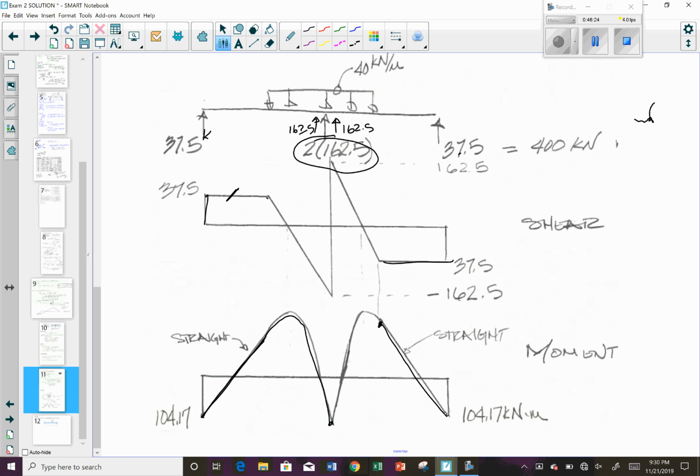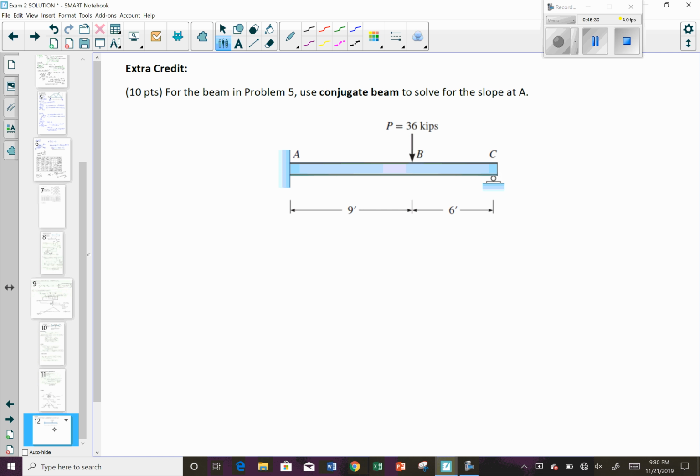A lot of people had it kind of offset. I think I just took a point or two off for that. I don't recall. But you should have at the very least recognized that there's a moment here, that this is not 0 at this location. And for this last one, if you made any attempt, you got full credit for it. And that's all we'll say about that.